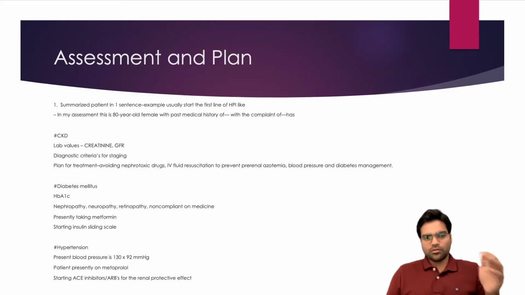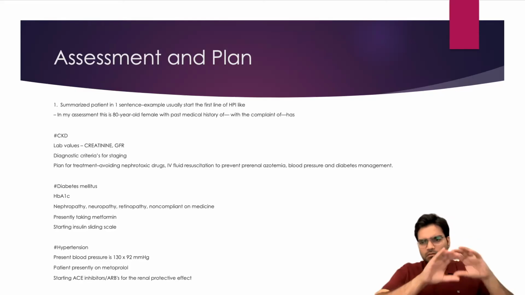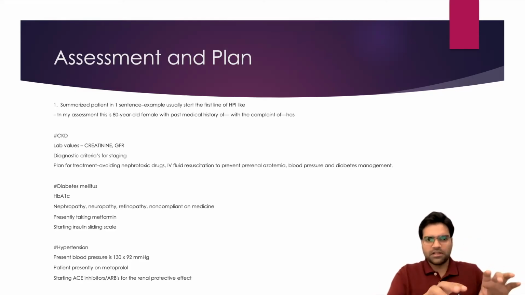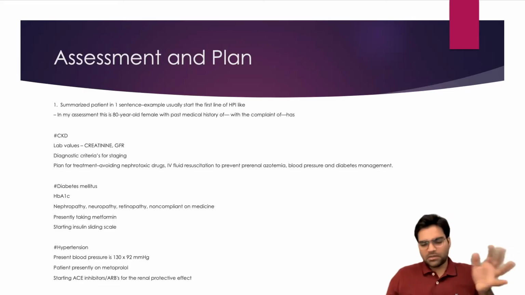And then the first assessment is the chief complaint, and then come the other problems. Like if the patient has diabetes mellitus, then you also have to comment on HbA1c, and the nephropathy, neuropathy, retinopathy, and whether the patient is compliant on medicine or not, and the present medicine, if he's taking anything or not, and then your plan, like how do you want to address this problem.